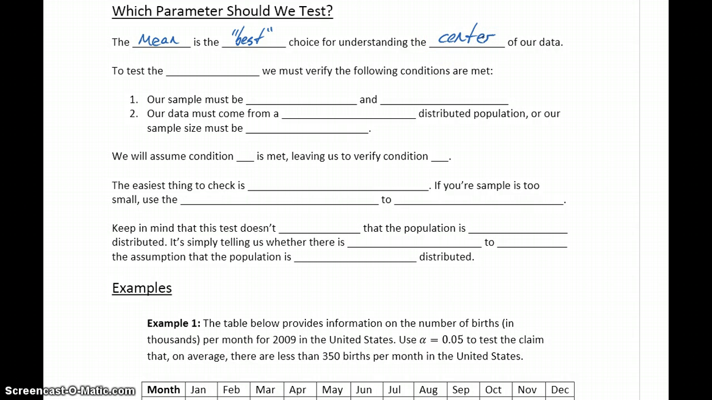And we call it the best choice because again, it takes all of the data values into account, adds them all up, divides by however many there are, versus the median, which only looks at the number in the dead center or takes the two numbers in the middle and averages those. So the median doesn't take all of our data values into account like the mean does. But in order to be able to test the mean, our sample must be random and independent.